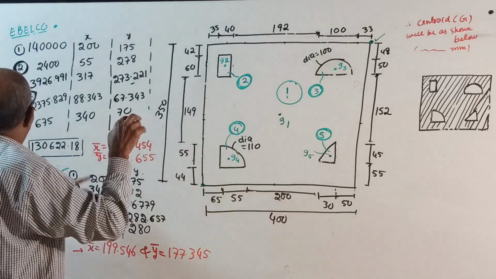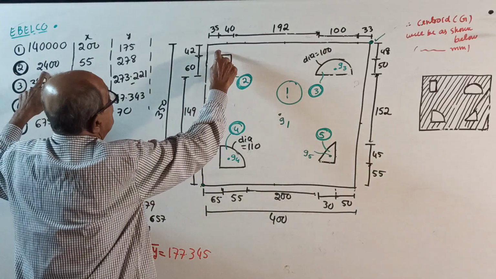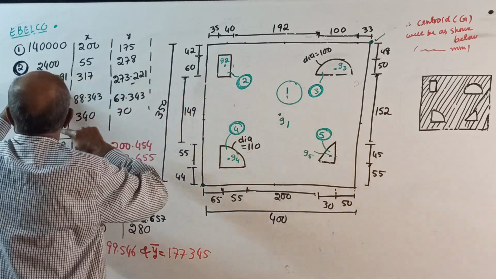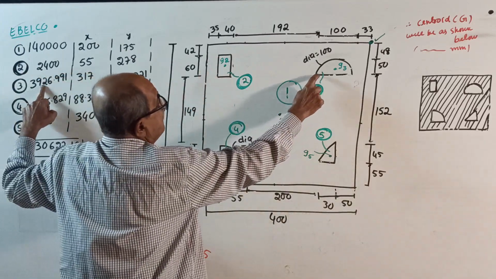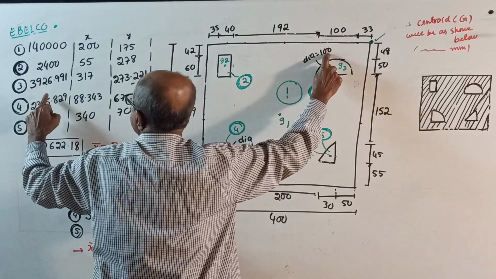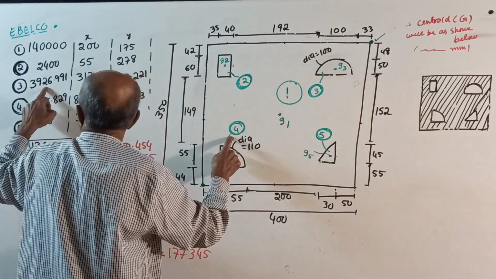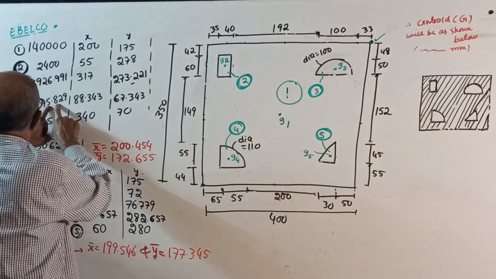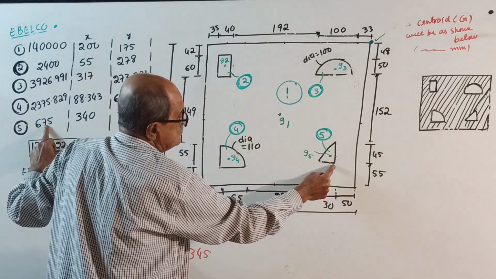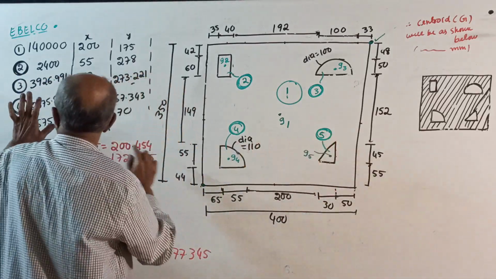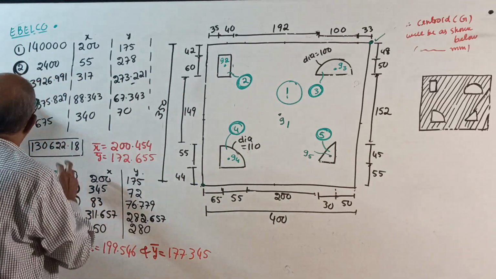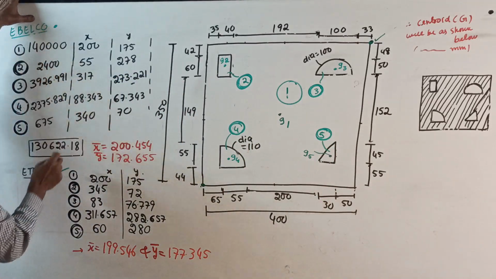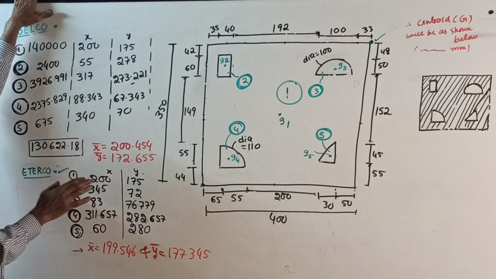Now the second one, 40 by 60 area. The next one, pi by 8 of 100 square, this area. The fourth one, pi by 16 of 110 square. Then half into 30 into 45. Okay, areas are clear. That is for Abelco, I wrote the area. For Aterco, I am not writing the area.